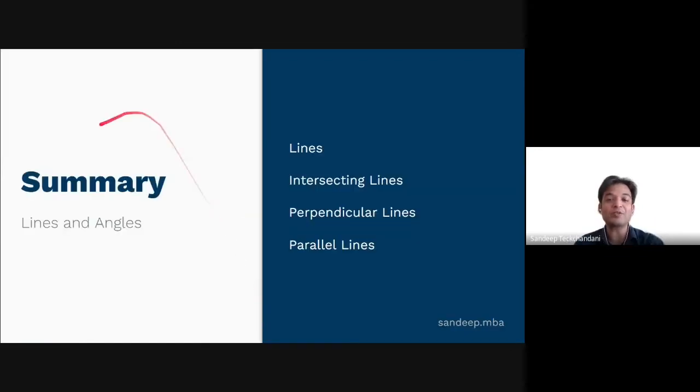So let's summarize. What did we learn about lines and angles? In geometry, the word line refers to a straight line that extends without end in both the directions. If two lines intersect, then the opposite angles are called vertical angles and they have the same measure. An angle that has a measure of 90 degrees is called a right angle, and if two lines intersect at a right angle, then the lines are said to be perpendicular to each other. And eventually, we learned about parallel lines in this video lesson.